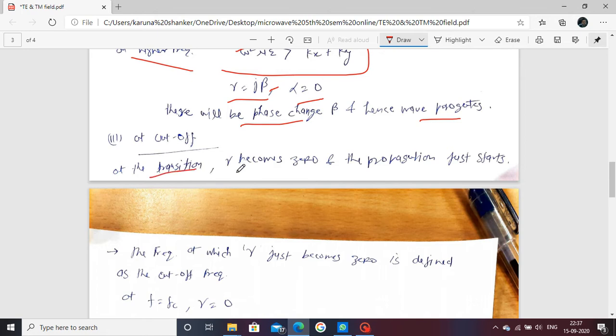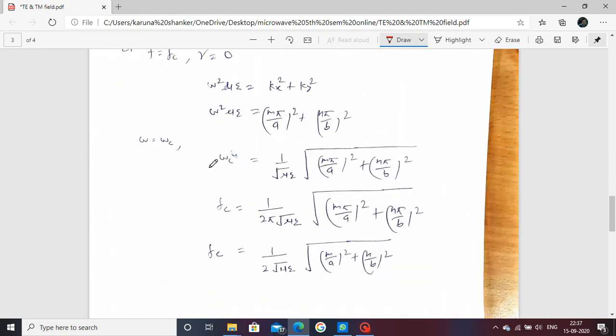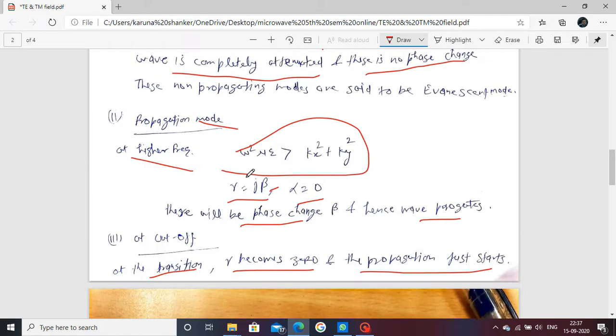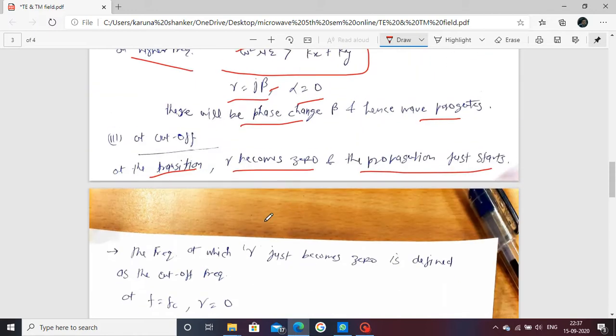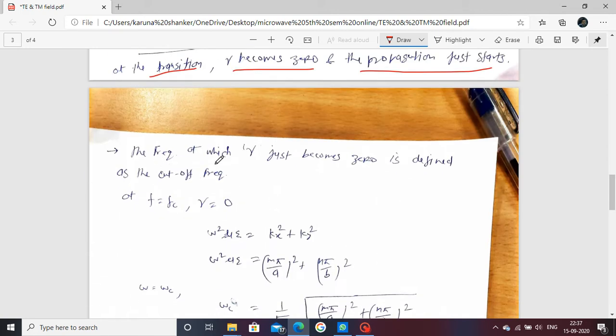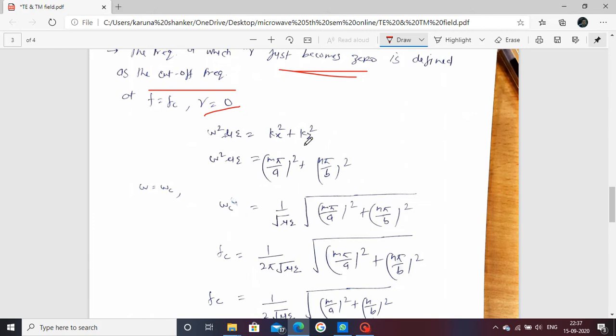At the transition, gamma becomes 0 and propagation just starts. Cutoff frequency means a particular frequency at which wave propagation occurs; below the cutoff frequency the wave does not propagate. The frequency at which gamma just becomes 0 is defined as the cutoff frequency, which is another definition. Now put gamma equal to 0 in the equation and arrange it in this form.